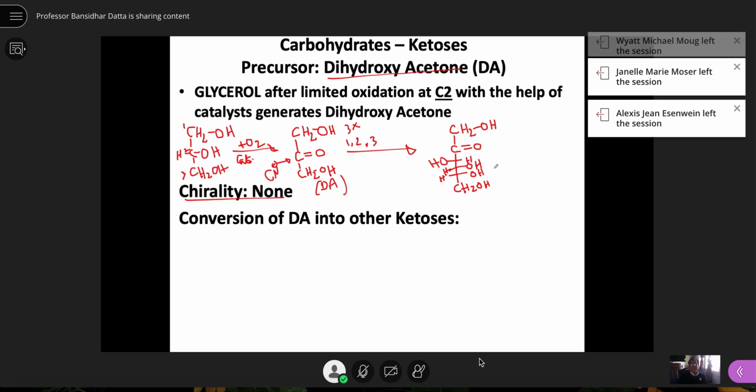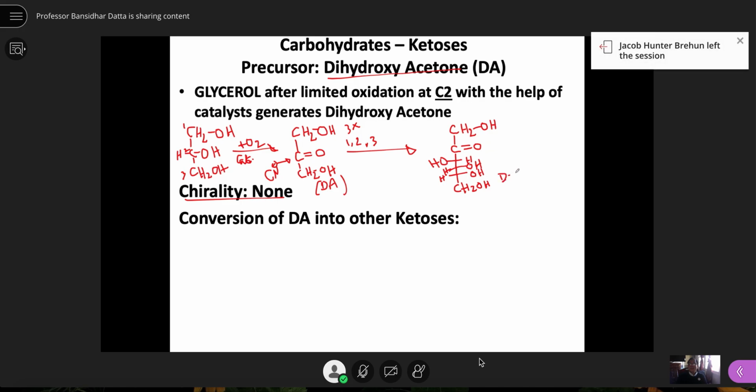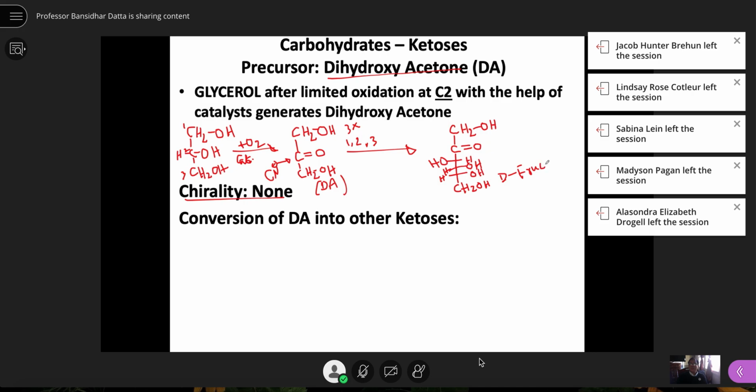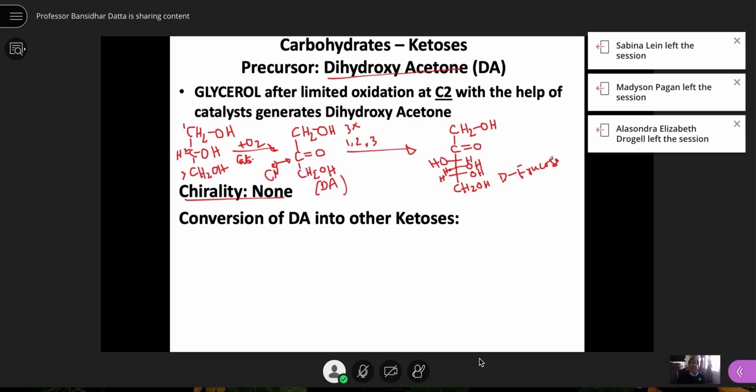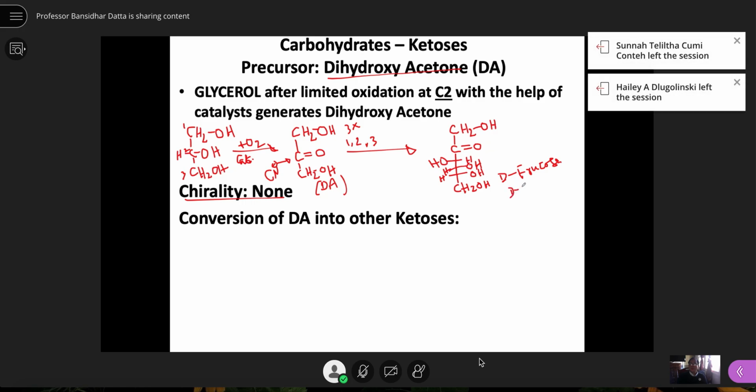Carbons 1, 2, 3, 4, 5, with H and OH groups drawn. That's it. This is the structure you must know. It's called D-fructose. If you recall, fructose is one of our food components. D-fructose.